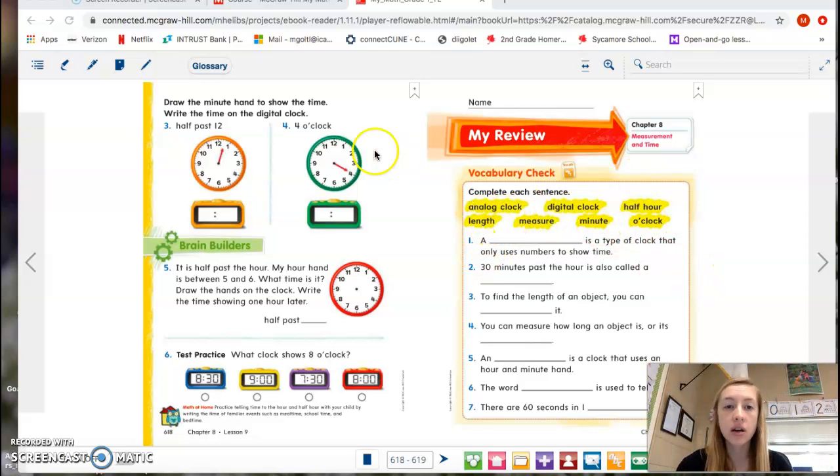We have analog clock. Remember, that's a clock that looks like this. Digital clock, a clock that looks like this. Half hour or 30 minutes. Length, measure, minute, and o'clock.